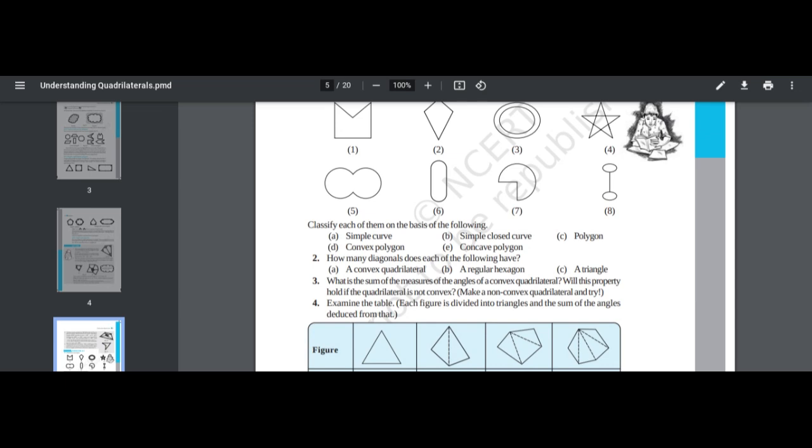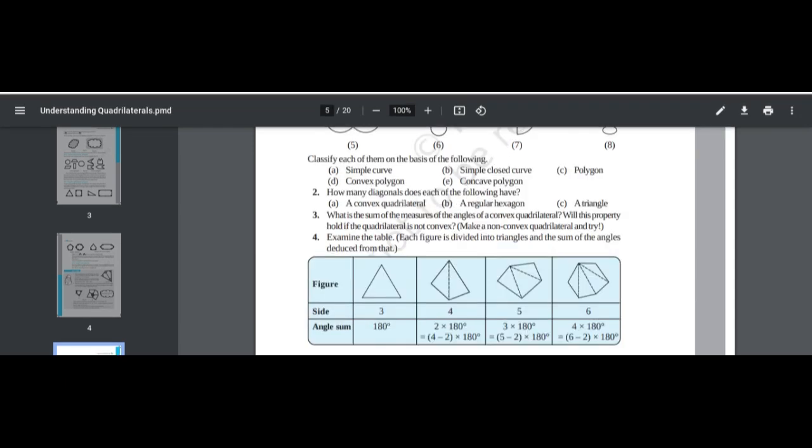It says, how many diagonals does each of the following have? Now if we have a convex quadrilateral, a regular hexagon and a triangle, you have to open your rough register, draw the diagram of the convex quadrilateral, set the page, and mention the date. Have you done this already? The pictures of those are already in the textbook.